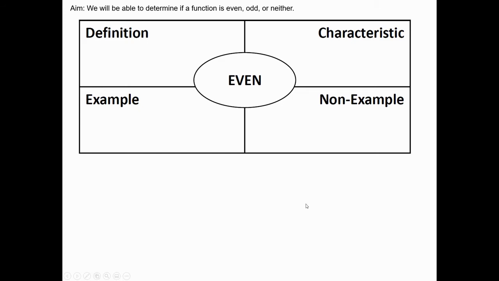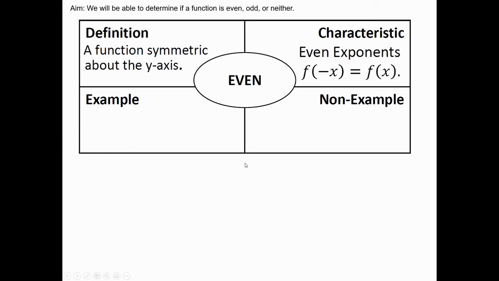So for the definition for even, it is simply a function that's symmetric around the y-axis. If you wonder what symmetrical means, we're talking about things that are perfect reflections, and imagine the y-axis as being a mirror. We'll see some visual examples of that in just a moment. Characteristic wise, guys, we're talking about things that have only even exponents, and if you ever try to flip it around the y-axis using the transformations that we talked about, put a negative inside the parentheses, it's going to look exactly the same as it was originally.